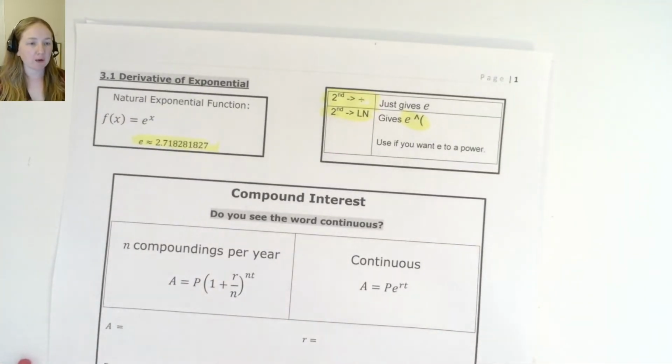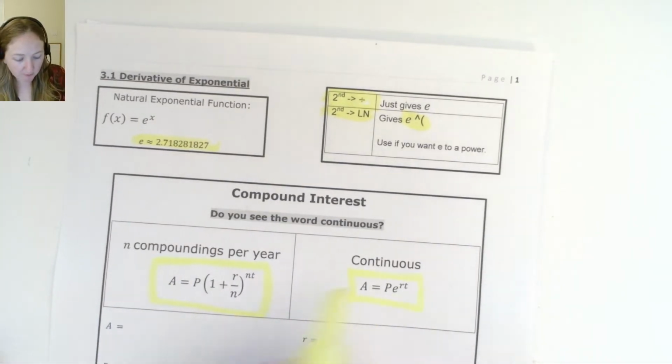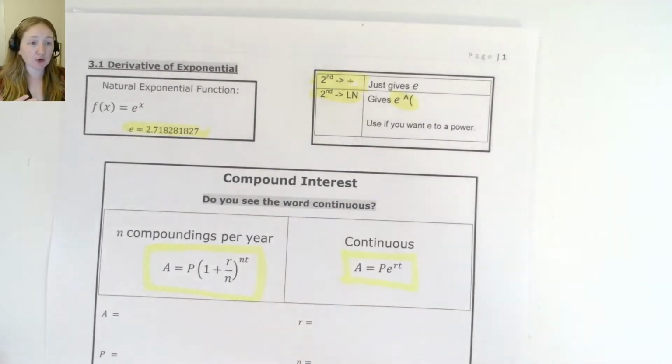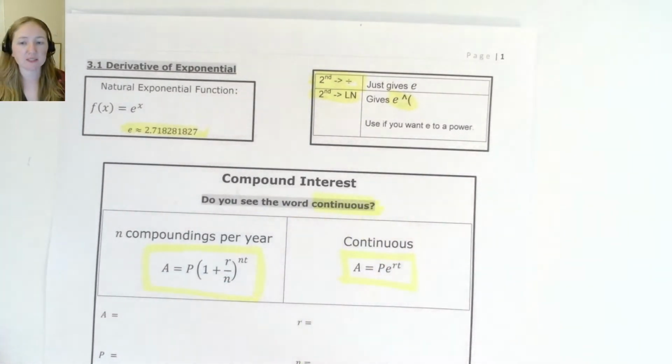So in college algebra, the way that it was presented was that these exponentials were important for compound interest questions. Now, because they are so important in business calculus and business applications, we're going to revisit that idea of compound interest. So remember in college algebra, there were two formulas that were given to us here. And really to determine which formula to use, it was all about, do you see the word continuous?